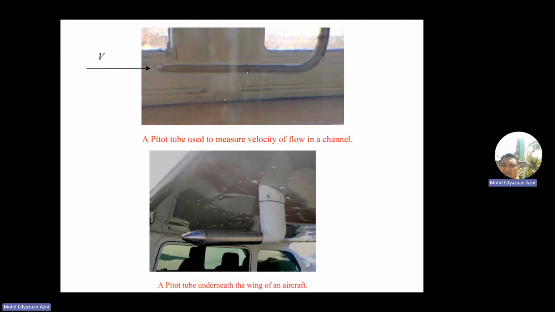Okay, so where can we find a pitot tube? Maybe not so commonly in Malaysian houses. But we have this one. This is a pitot tube attached to an aircraft to measure the velocity of flow, and it is connected to the electronics. So it is actually being used, but not commonly seen everywhere.